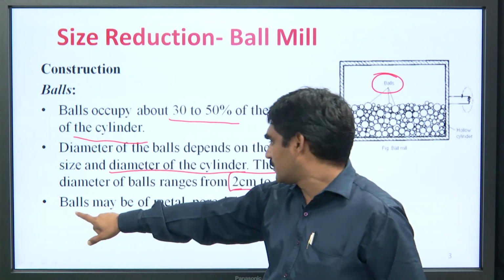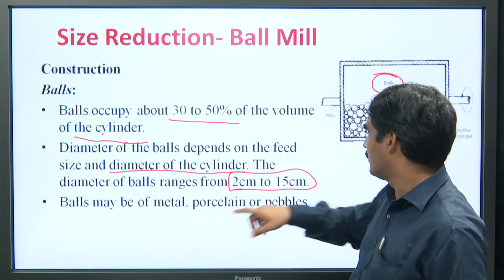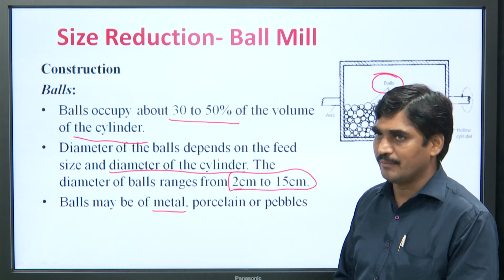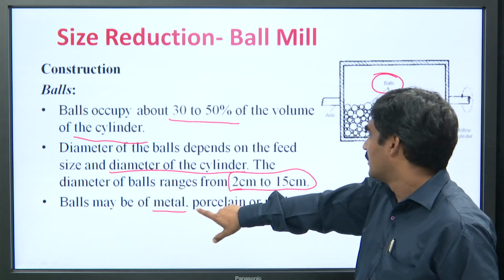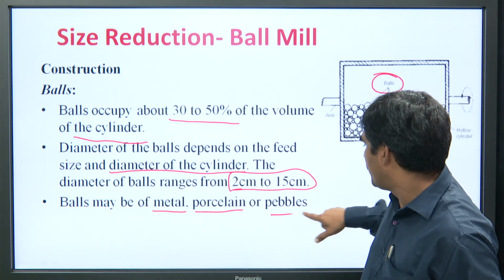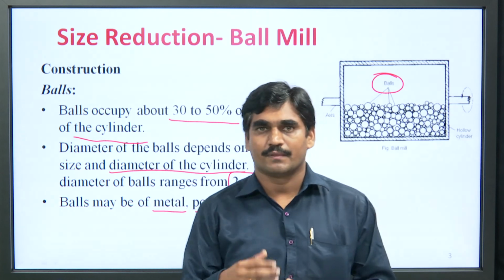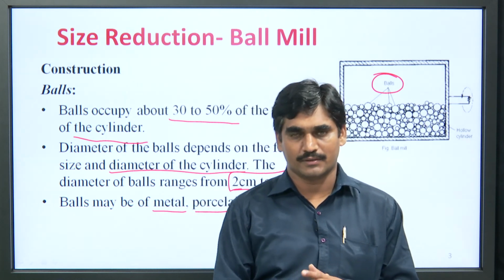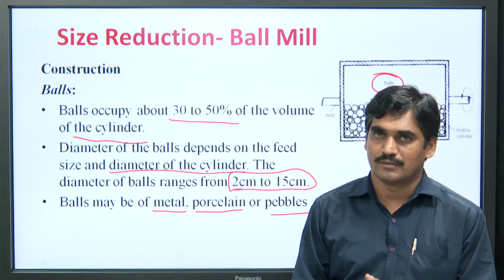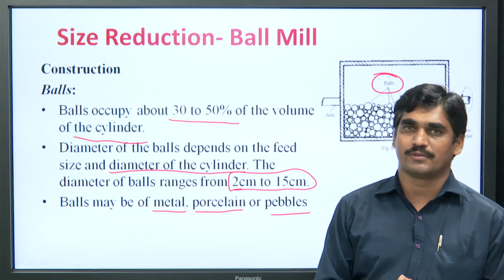Again here also balls are made up of metal, that is stainless steel balls or gold balls, like that. Porcelain balls can also be used, or pebbles or stone. These are the things that can be used in the ball mill for the purpose of size reduction processes.